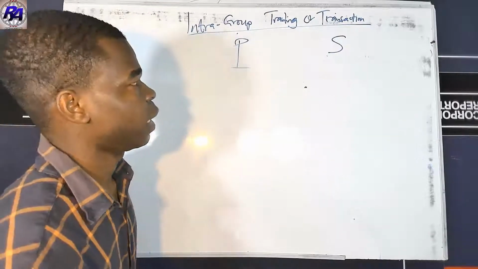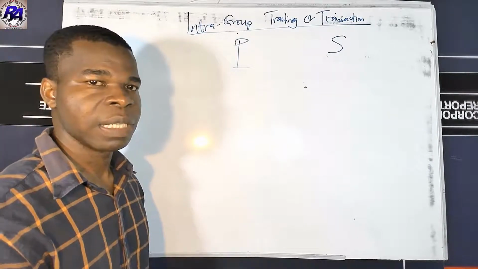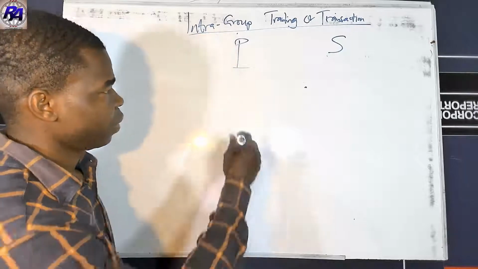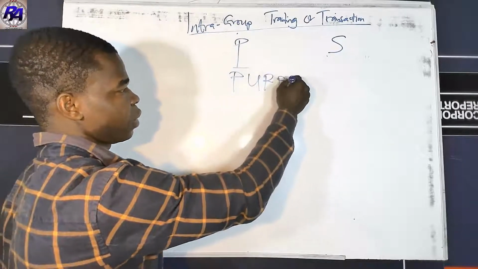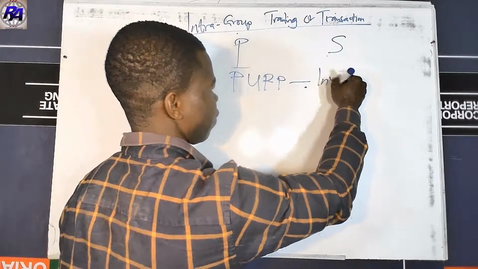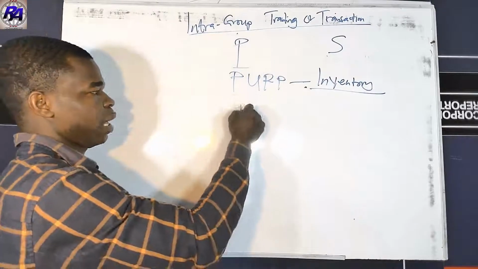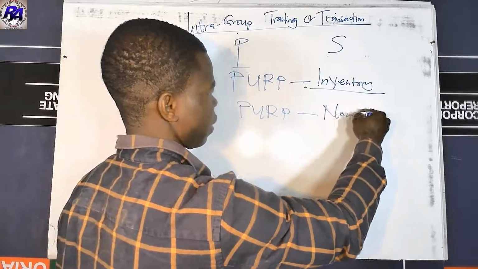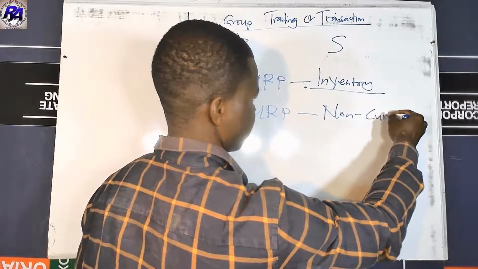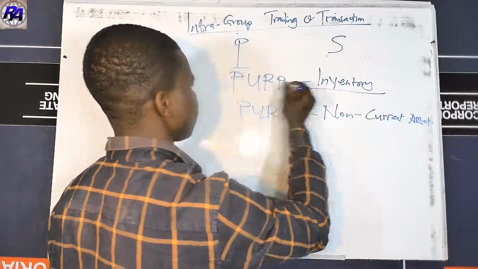Okay, so we want to look at the next particular transaction that may occur between the parent and the subsidiary. That is provision for unrealized profits. First we'll look at the inventory one, which is very, very important, and then when you are done, we'll look at provision for unrealized profit, which will be non-current assets. So first our focus will be on the inventory.